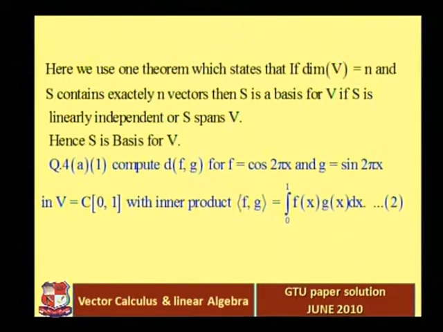Question 4a, first part: compute the distance from F to G for F equal to cos 2 pi x and G equal to sin 2 pi x in the vector space V, where V is the set of continuous functions defined from 0 to 1, with the inner product. We use this definition: inner product of F and G is the integration from 0 to 1 of f(x) g(x) dx. This question is asked for 2 marks.